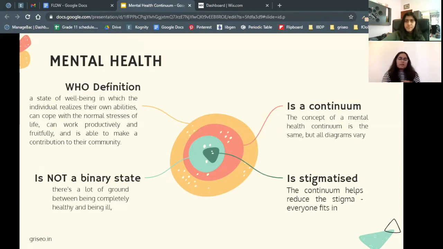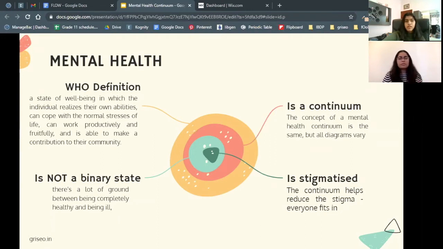And lastly, mental health is stigmatized. There's a lot of stigma surrounding mental health, especially in society. Mental health by itself is something that's considered taboo, and people don't talk about it as much in society. People that struggle with their mental health are looked down upon by society.